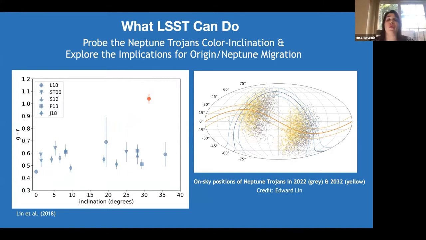And so the Rubin Observatory is going to find us at least an order of magnitude more objects. And so we're really excited as a community to learn what is the color distribution of these objects. Are they mostly neutral, or are there very high inclination red objects, and does that tell us something about their formation, or maybe about the story of Neptune's migration?